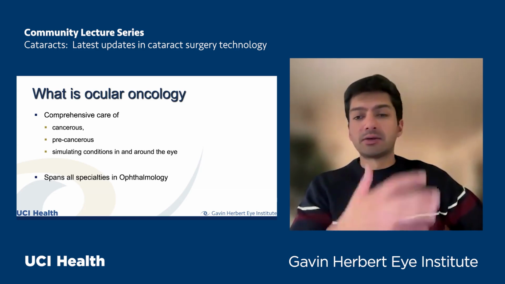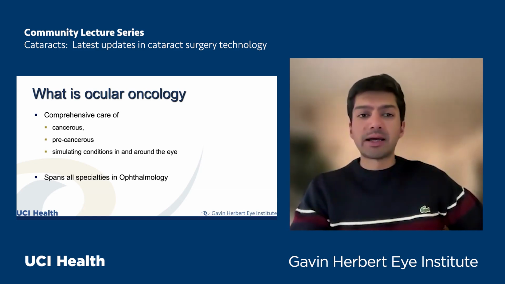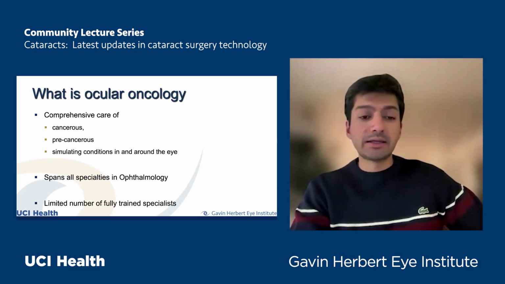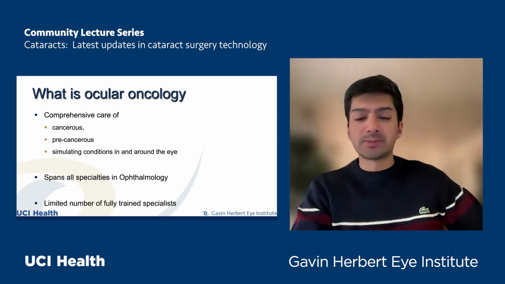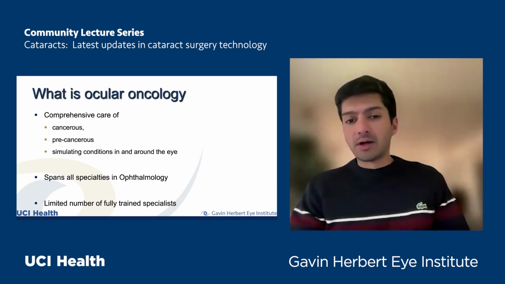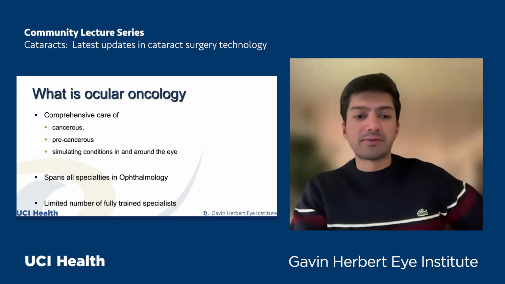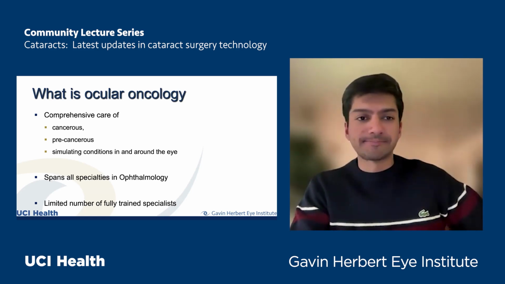As we said, the cancer can happen in the front part of the eye, inside, in the back part, and around it. And it really is a limited number of fully trained specialists for this care, which is why I love being at UC Irvine, because I'm just right down the hall from other specialists, and we can collaborate and really put our heads together especially for challenging cases.